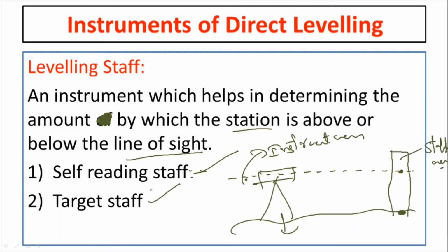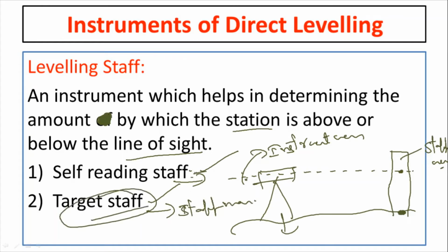Suppose the reading is taken by the instrument man, then the staff is called a self-reading staff. If the reading is taken by the staff man, then the staff is a target staff. So in the self-reading staff, the reading is taken by the instrument man, and in the target staff, the reading is taken by the staff man. That's the difference between them.